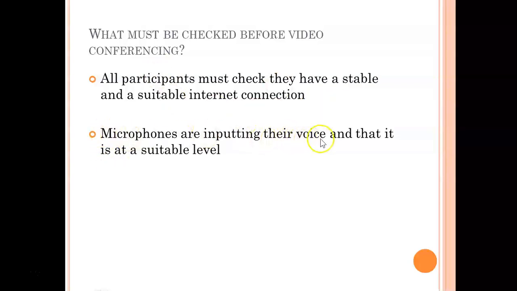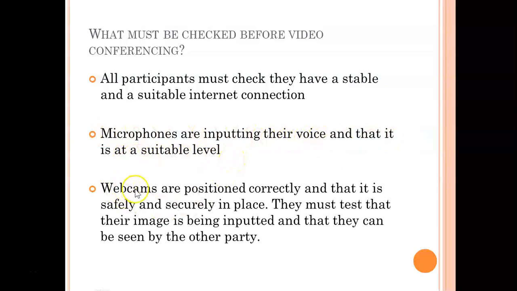Microphones are inputting their voice and it is at a suitable level. And you must check your webcams are positioned correctly and that they are safely and securely in place. They must test that the image is being inputted and that they can be seen by the other party. So these are just 3 things that someone who wants to participate in a video conference must check before they actually connect to it.